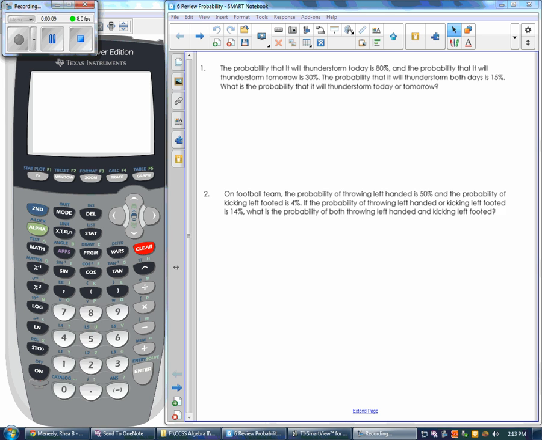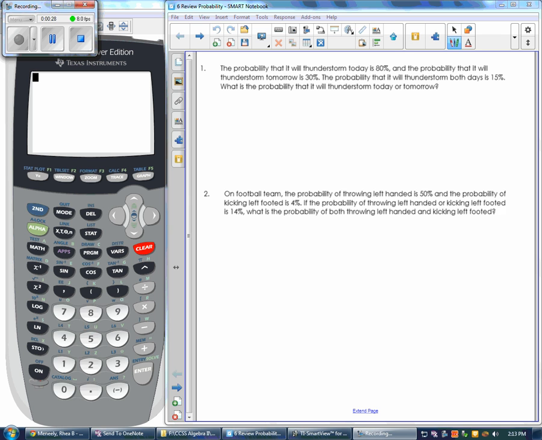The first question says the probability that it will thunderstorm today is 80%, and the probability that it will thunderstorm tomorrow is 30%. The probability that it will thunderstorm both days is 15%. What is the probability that it will thunderstorm today or tomorrow? There are a couple different ways that you can do this problem.